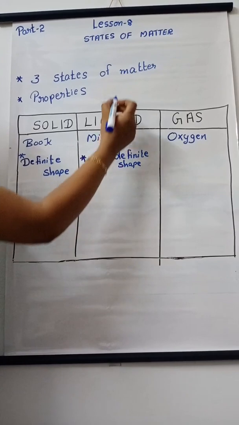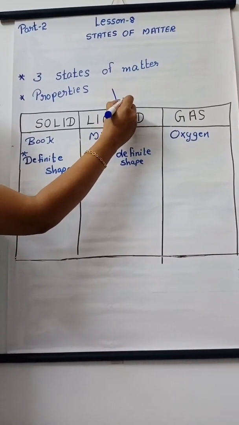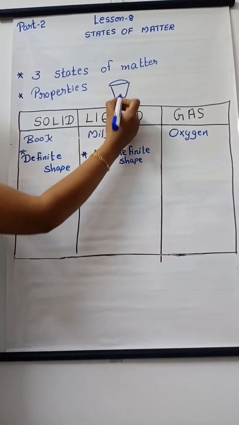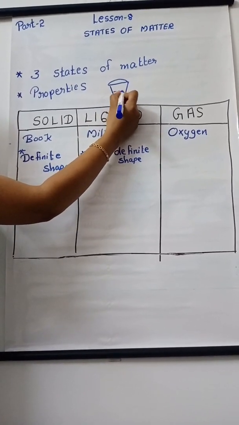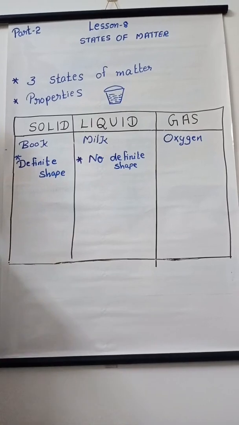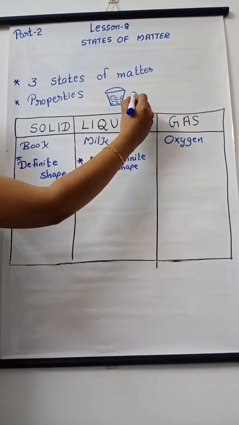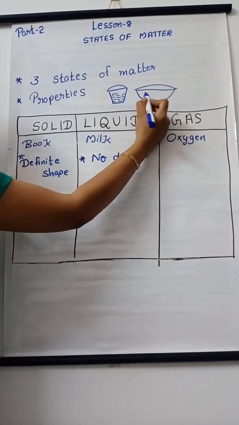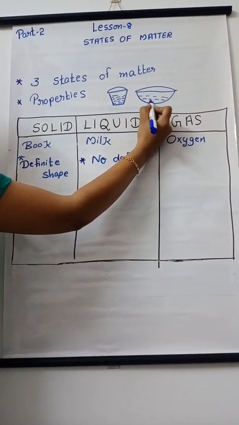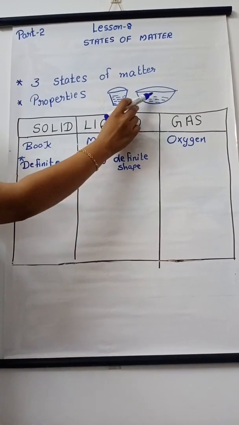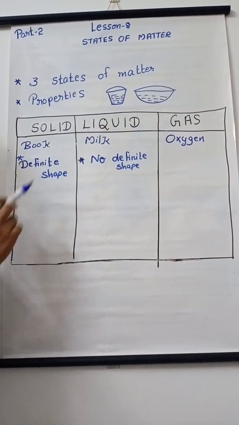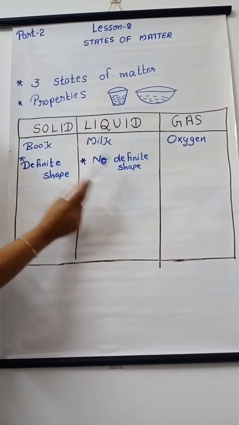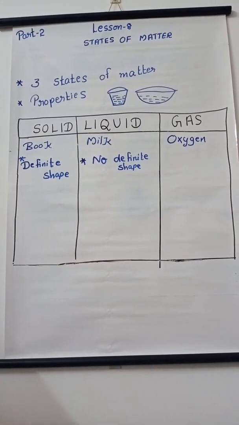Why? Because if you are considering a glass of this shape and if you are pouring water or milk, it will take the shape of this glass. And if you are taking another bowl like this, then the water or milk will take the shape of this bowl. Is it? So we can say that these liquids do not have definite shape.